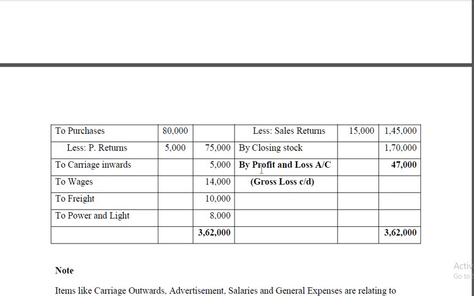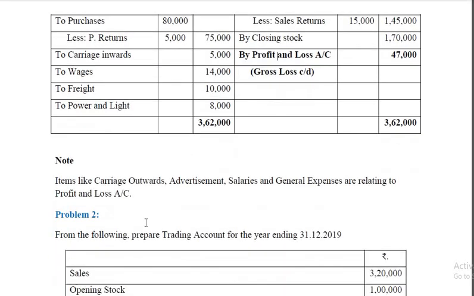Always you have to write by profit and loss account, and within bracket, gross loss carried down. Sometimes it can also be written by gross loss. Instead of writing profit and loss account, you can write gross loss. That's also accepted. And if the credit side is more than debit side, you will have to transfer to profit and loss account the gross profit. But of course here there is gross loss.